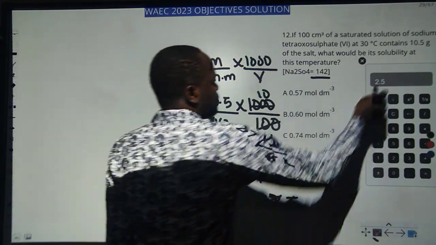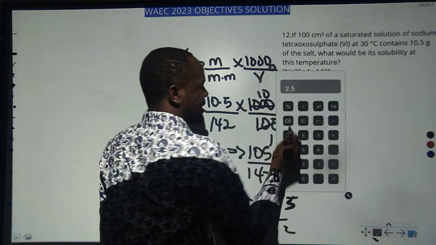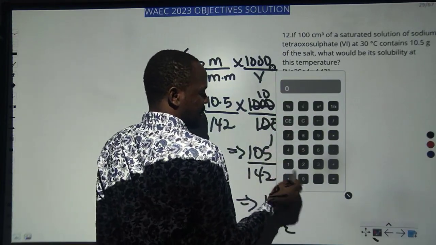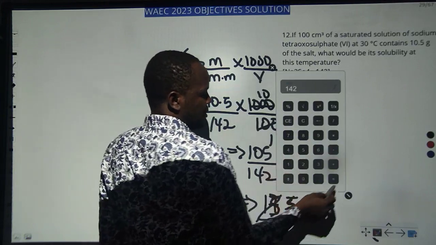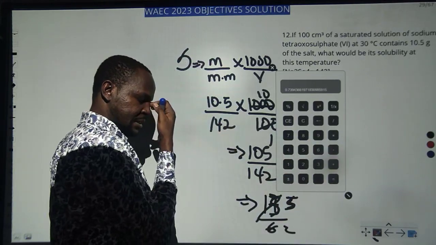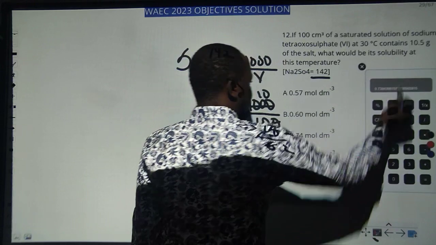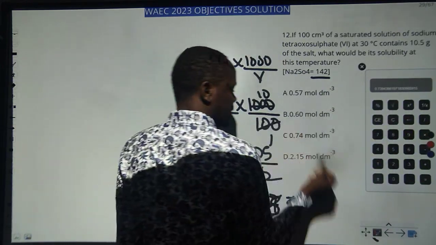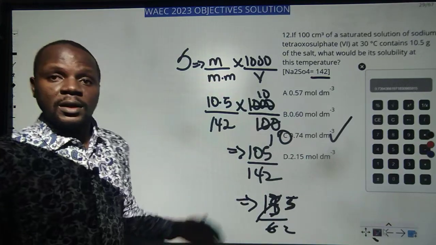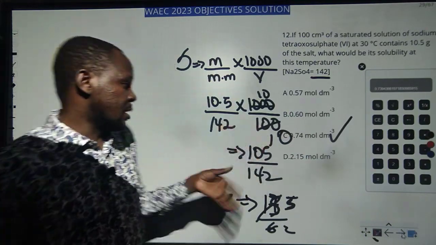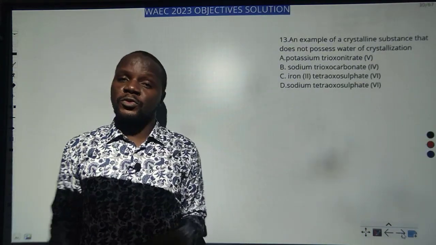Oh, not 42. What's going on? 105 divided by 142. So that is 0.739. So that's the answer. We can just go for that. 0.739 is 0.74. This one is correct. And admin can take over and give me the next question. So guys, be careful: it's 142, not 42.